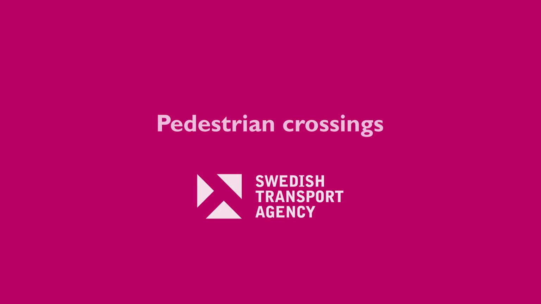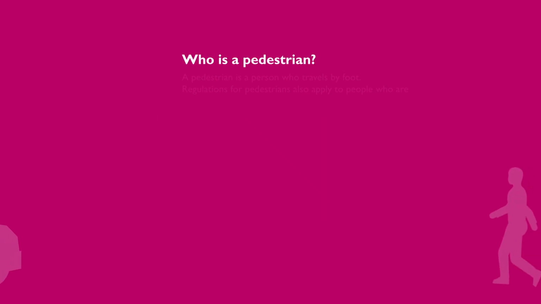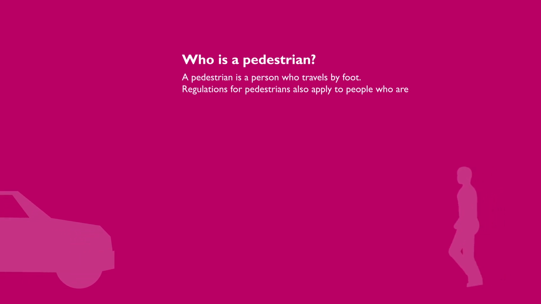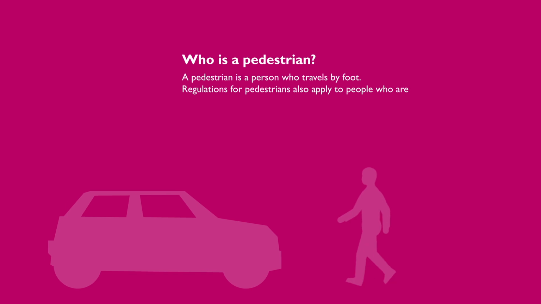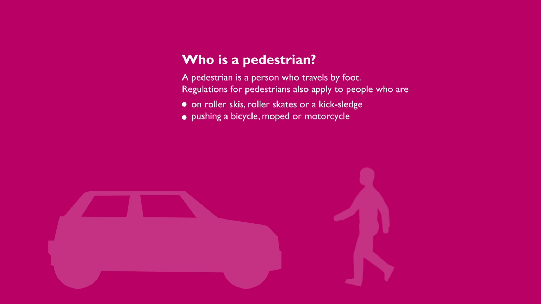Pedestrian crossings. Who is a pedestrian? A pedestrian is a person who travels by foot. Regulations for pedestrians also apply to people who are on roller skis, roller skates, or a kick sledge, pushing a bicycle, moped, or motorcycle, pushing a pram or a wheelchair, in a wheelchair, or driving a wheelchair at walking speed.